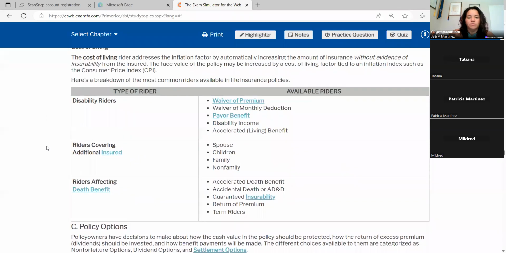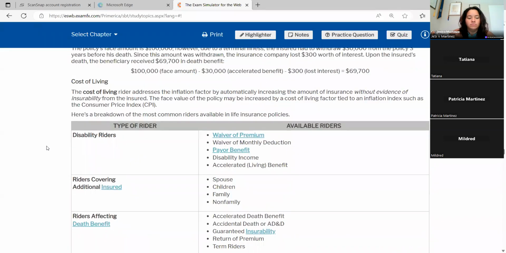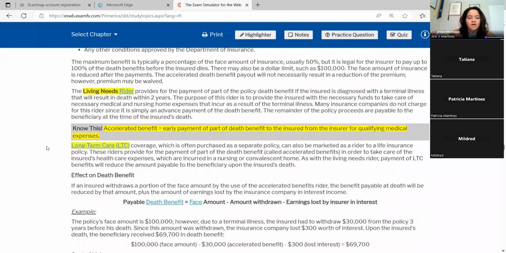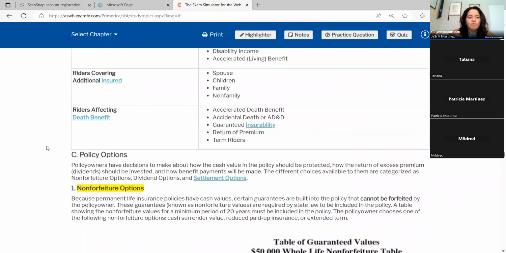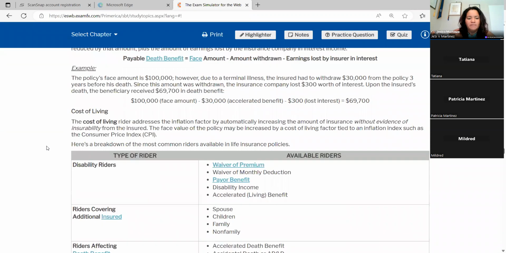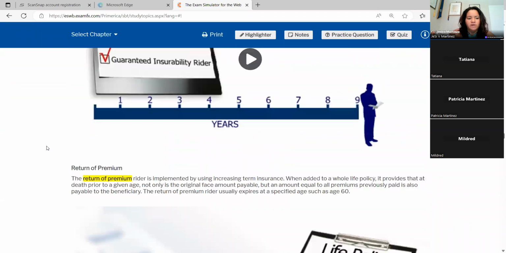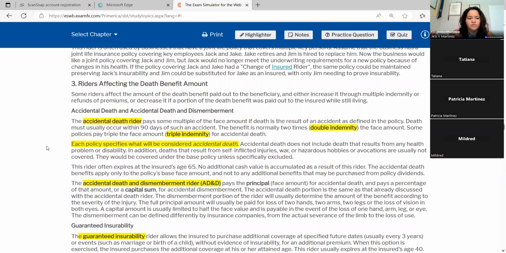Any questions so far about those? No, no questions so far. We're good. So we're moving into policy options. I want to do quick questions real quick on these ones, on those riders in there.